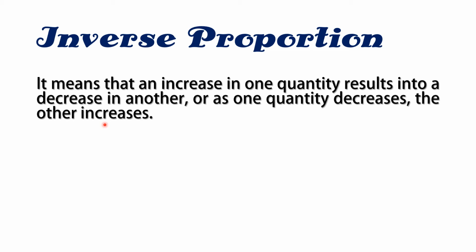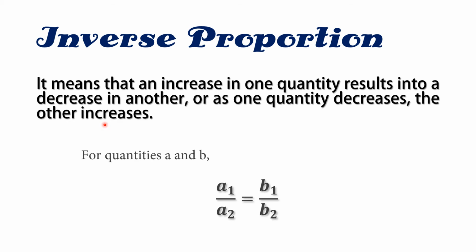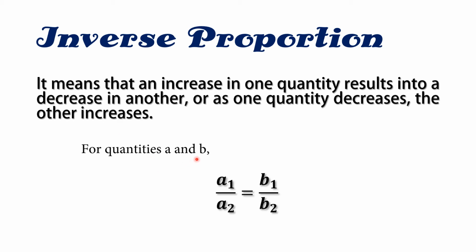Now to define for quantities A and B, this is the inverse proportion. We have here A sub 1 over A sub 2. So this is the first relationship, which is equal to the next relationship, B sub 1 over B sub 2.